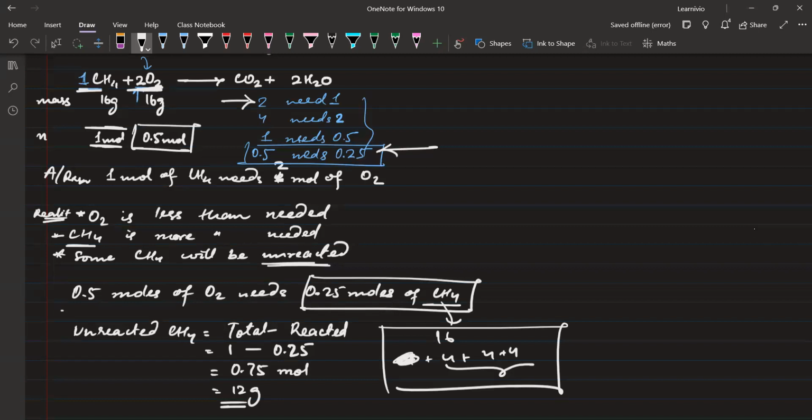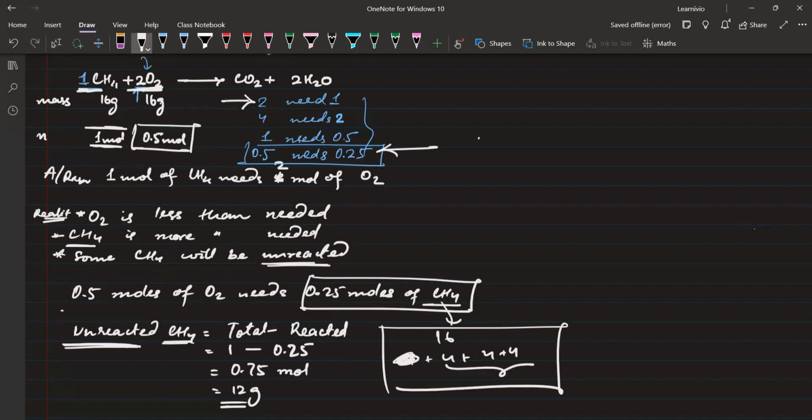2 moles of O2 needs 1 mole of CH4. That is in the reaction equation में तो है. Yes, sir, the 12 grams after that. Sorry? Why we minus 0.25? What I have written, tell me. Unreacted. Unreacted CH4. So keep your mic on, please.